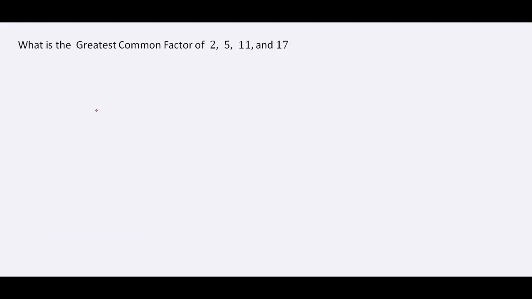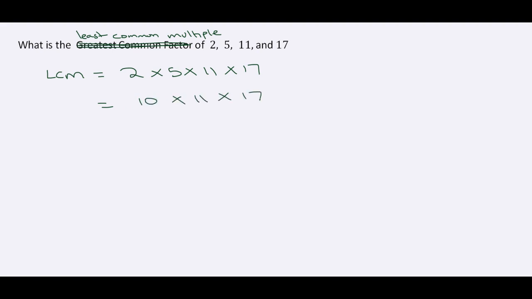And then finally, what is the least common multiple of 2, 5, 11, and 17? These are all prime numbers. Because they're all prime numbers, we're just going to multiply them together. So LCM, least common multiple, is going to be 2 multiplied by 5 multiplied by 11 multiplied by 17. So 2 multiplied by 5 is 10, multiplied by 11 multiplied by 17.